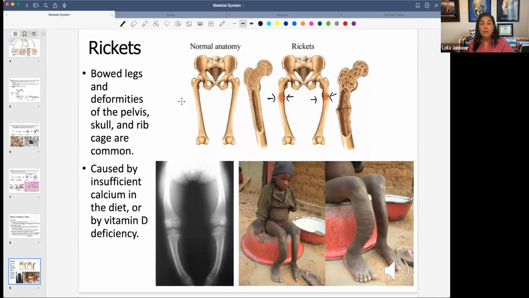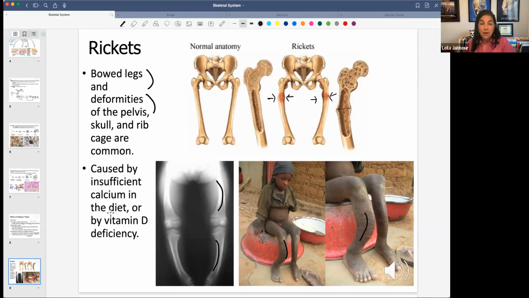And when we're talking about the femur that is there to support the pelvis and the rest of the body, you have certain weaker points in the femur, and you end up with a bent bone. So with bowed legs and deformities, the most usual ones are the pelvis, skull, rib cage. Those are common. You can see it on the X-ray. You can see the bend here on the X-ray. You can see it on this poor child here.